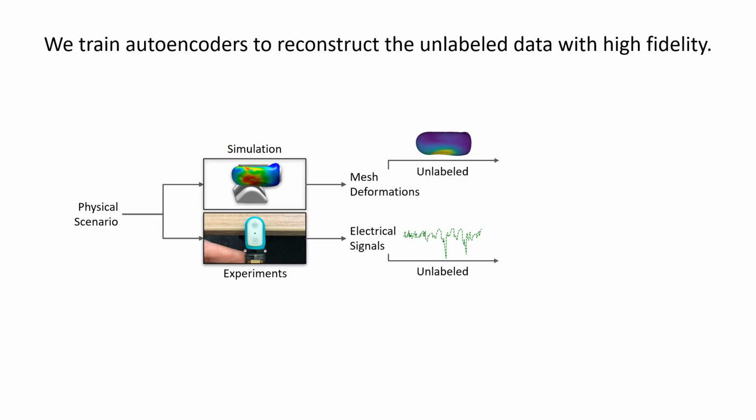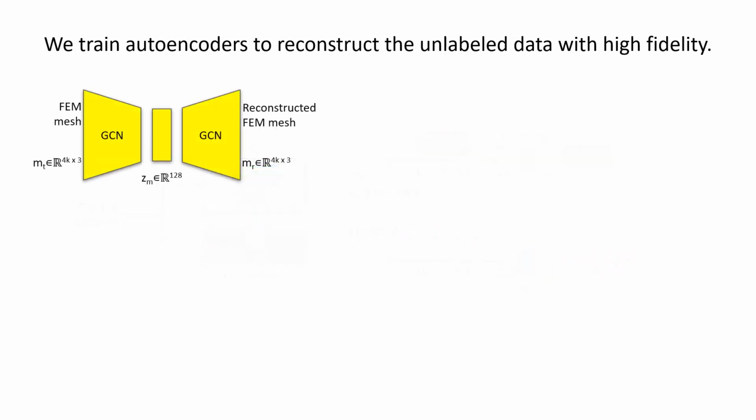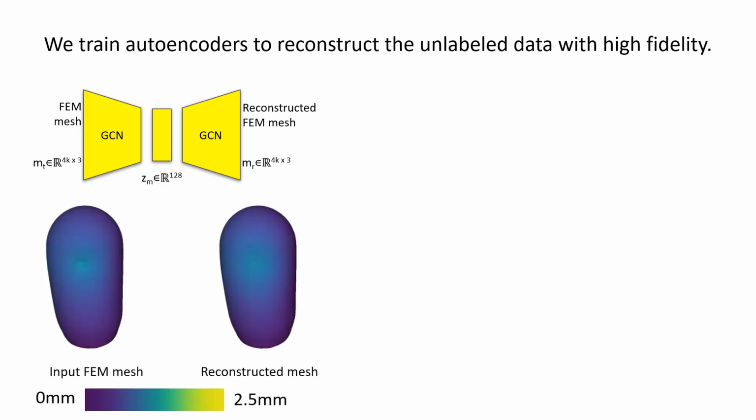To learn a mapping between the simulated mesh deformations and the real electrode signals, we first compress information in them using autoencoders. Specifically, we train a graph convolutional neural network to encode the simulated mesh deformations. We compress the XYZ node displacements from 4000 vertices to a latent space of 128 dimensions. We can see that the reconstructed deformations are similar to deformations from the input side.